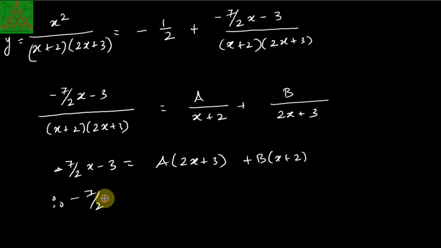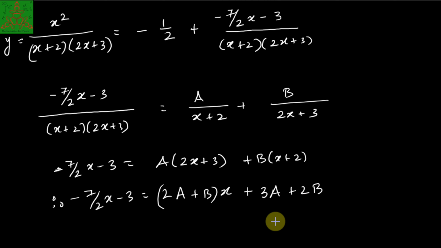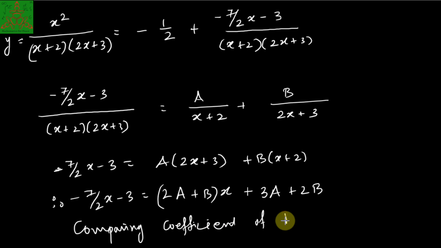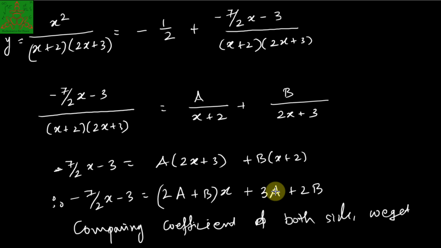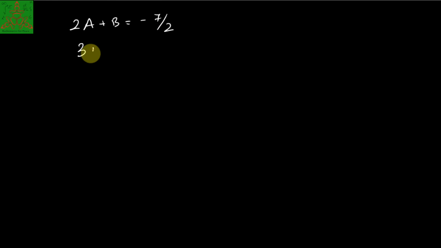So therefore this is minus 7 by 2x minus 3 is equal to 2a plus b x plus 3a plus 2b, and comparing coefficients on both sides, we get 2a plus b is equal to minus 7 by 2, and 3a plus 3b is minus 3. Sorry, 3a plus 2b is minus 3.